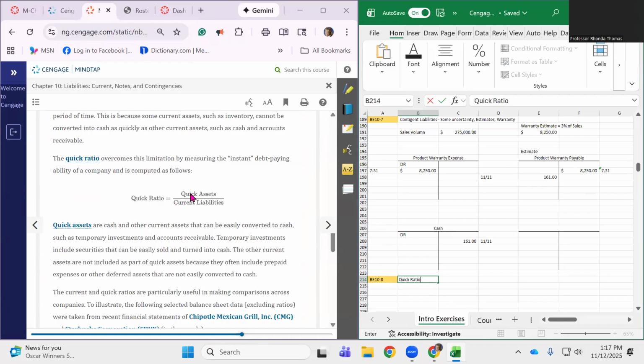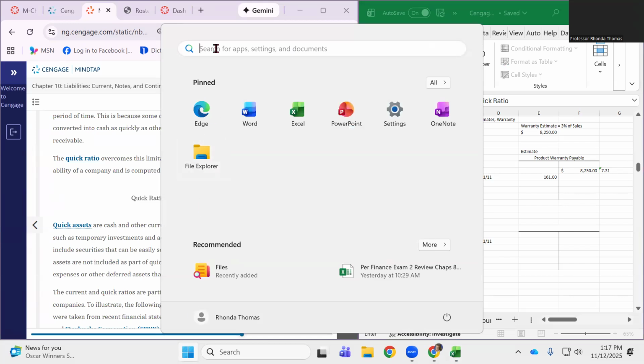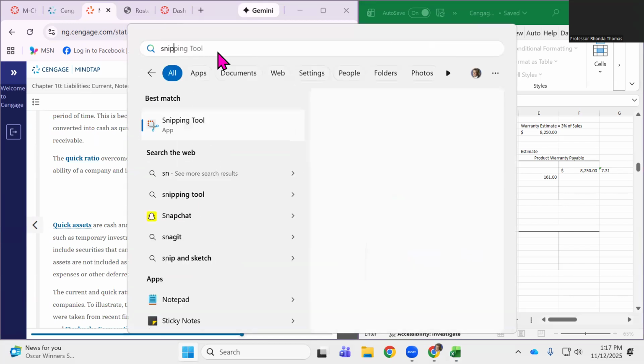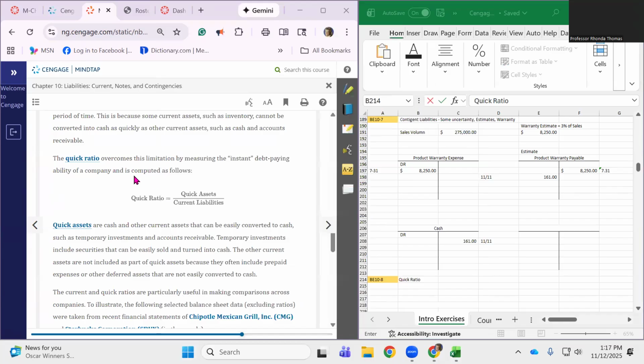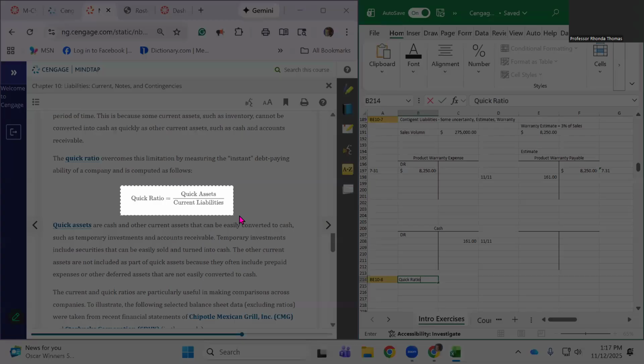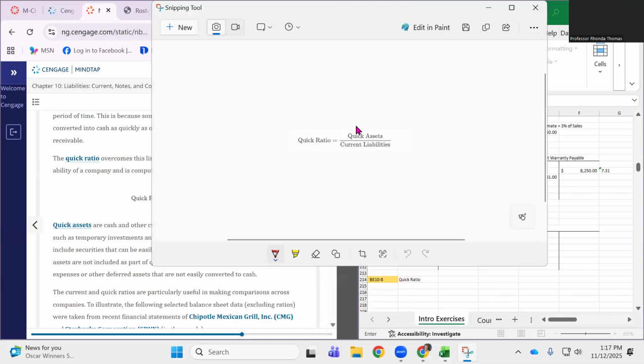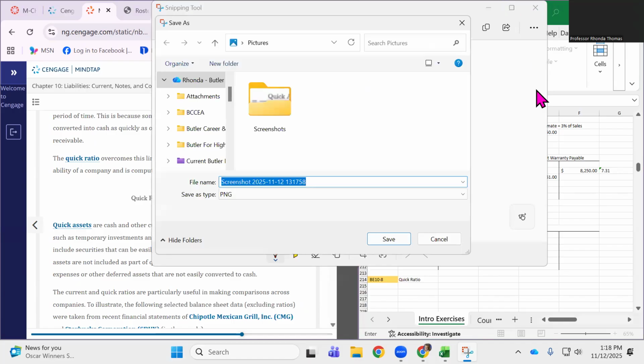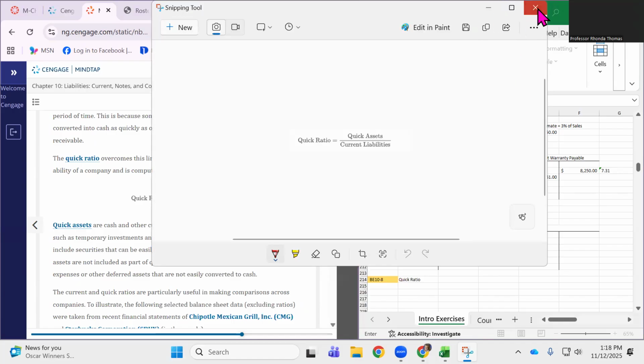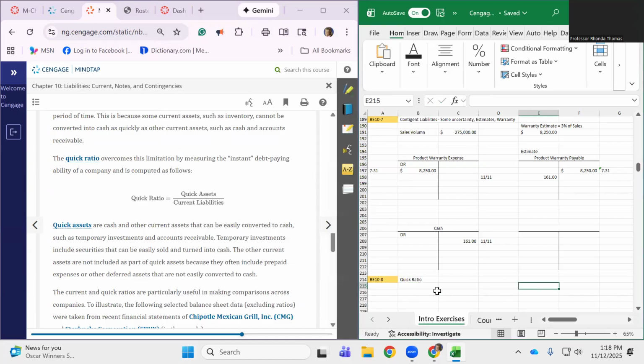So here it is. The quick ratio is, so let me snip this for us and put it in, okay, so this is going to be quick assets divided by current liabilities. Well, we got to know what the quick assets are in order to do this. No, I don't want to save it. I just want to put it in right here. Let's see if I can. Yep. There it is. So there is the formula.